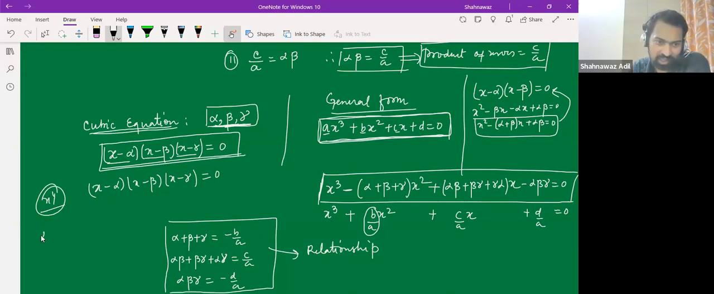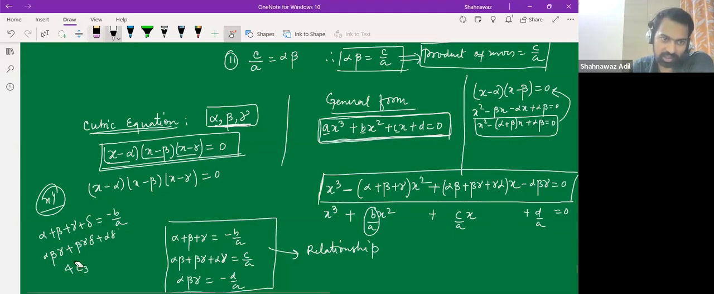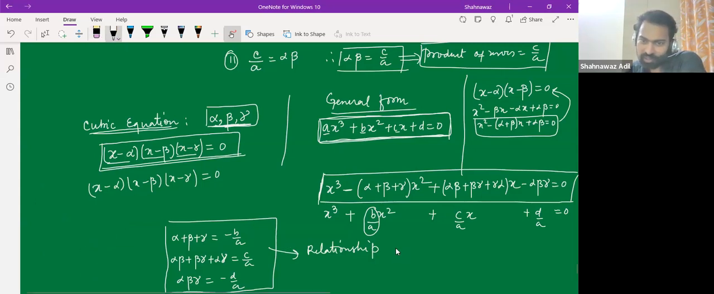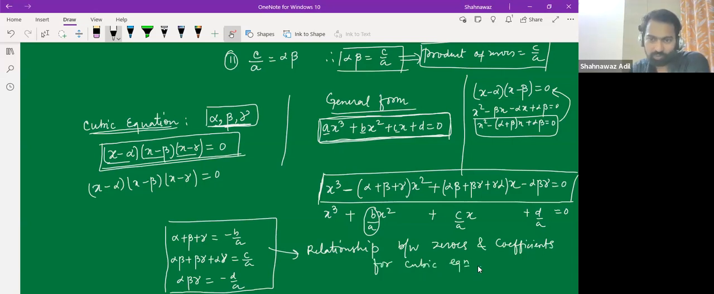Or without deriving, you can tell at least that alpha plus beta plus gamma plus delta would be minus b by a, and then alpha beta plus beta gamma plus gamma delta and alpha delta, and so on. So we have to take four, but this is going out of the syllabus, right? So we should stick to this much: the relationship between zeros and coefficients for a cubic equation, right, guys? Clear? Yes, sir.